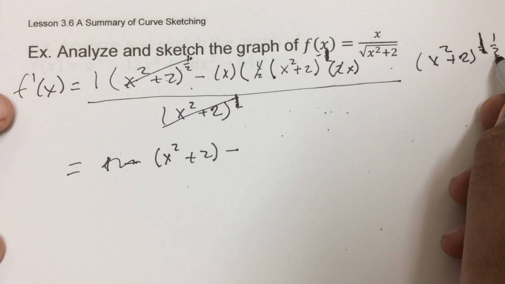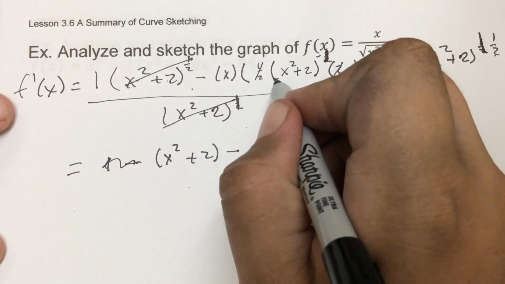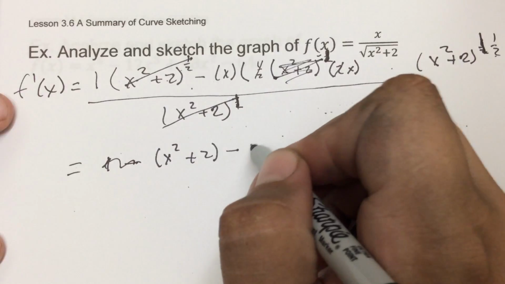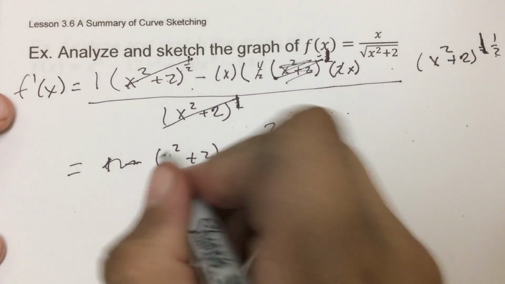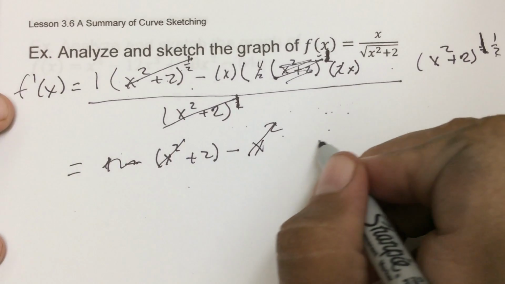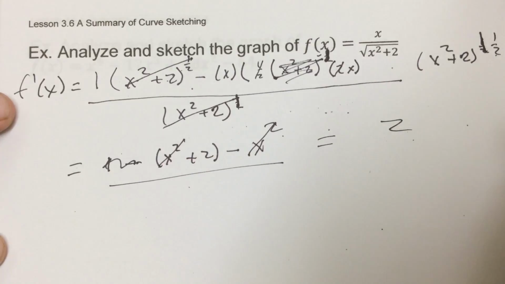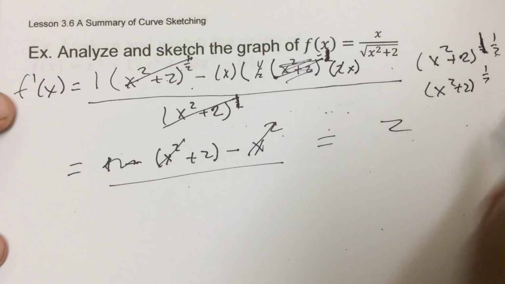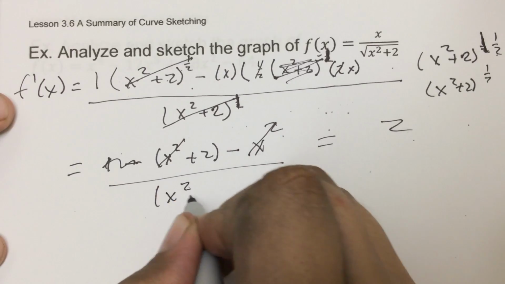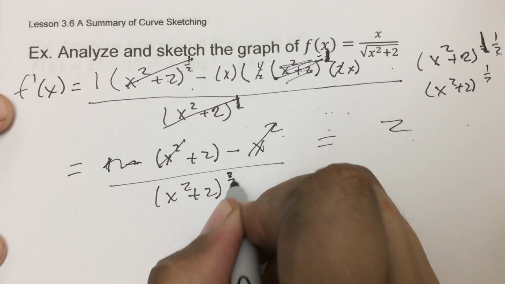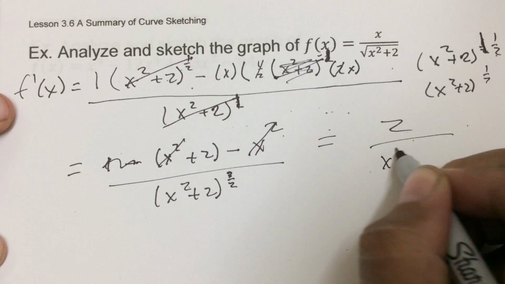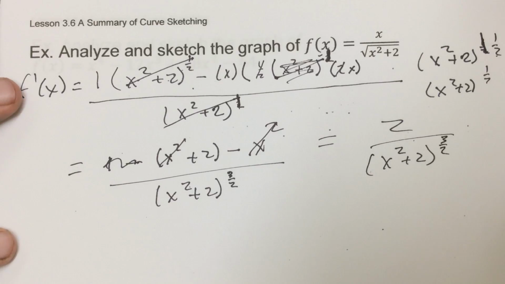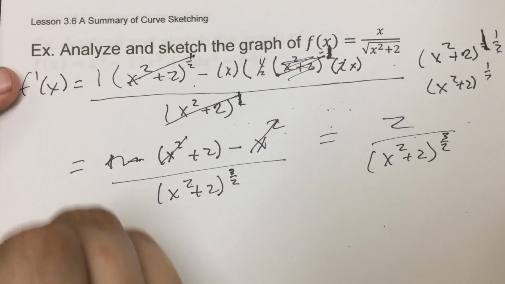Minus, here when we do it, the 1/2 and the negative half cancel. So we have x and x, we have minus x squared. So the positive x squared and the minus x squared cancel, and we're left with 2 on top. Now, what we do to the top, we have to do to the bottom. So that makes this x squared plus 2 to the 3/2. So that'd be your first derivative.